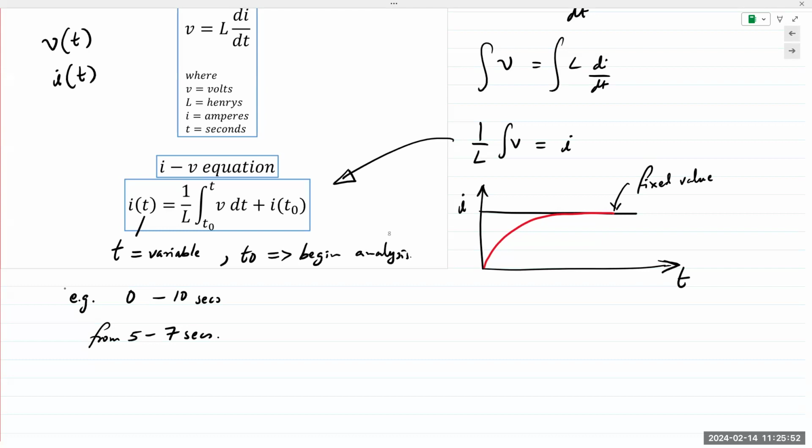So in this example, if a system that you're looking at is going from 0 to 10 seconds, and you wish to analyze a small portion of that system, let's say from 5 to 7 seconds, then the 5 represents T0. And then you're analyzing until 7, so T would be 7. But T0 to T in this case, when you solve for the equation and you plug in the limits of the integral, it will go from 5 to 7.